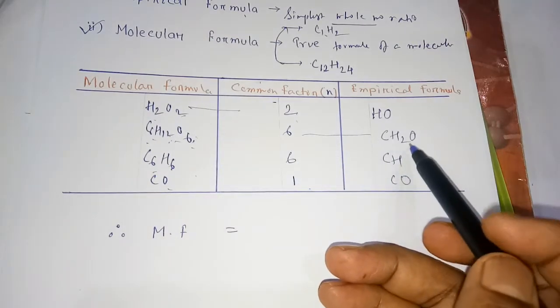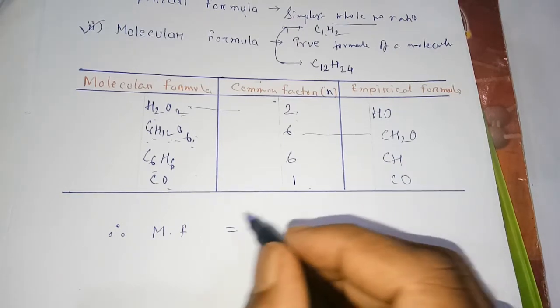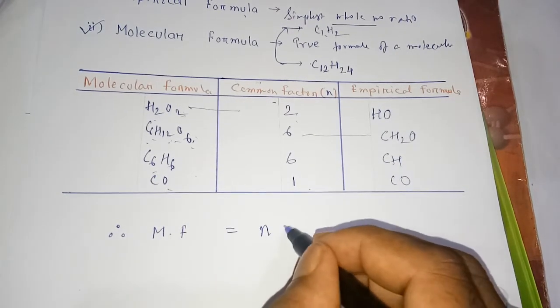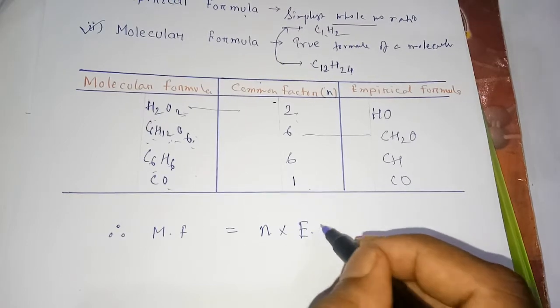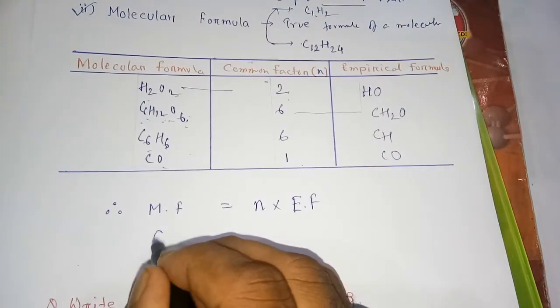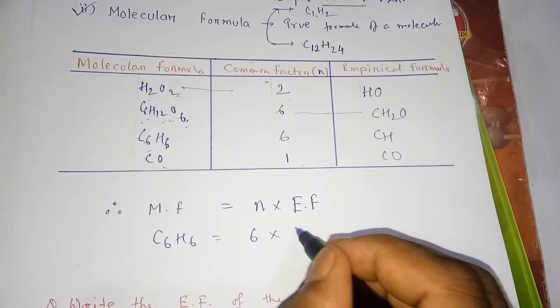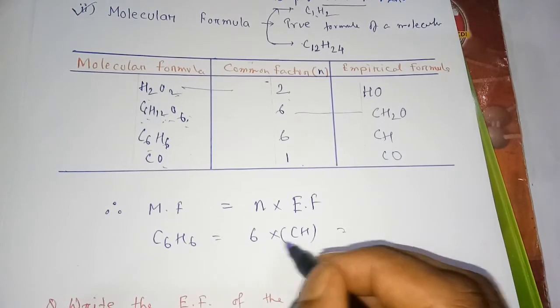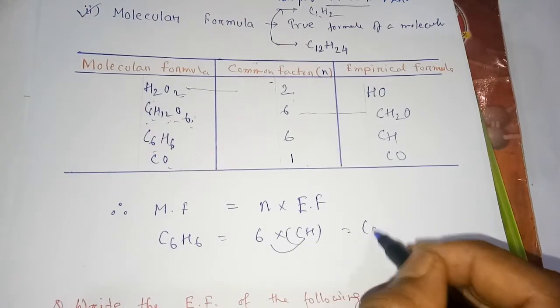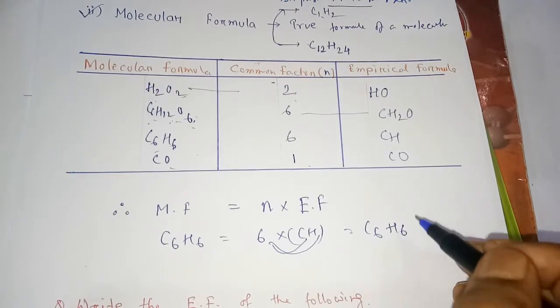This is the empirical formula. So one thing students we require to know, the molecular formula is nothing but N into empirical formula. Means molecular formula, if it is C6H6, 6 into CH. So 6 carbons and 6 hydrogens.